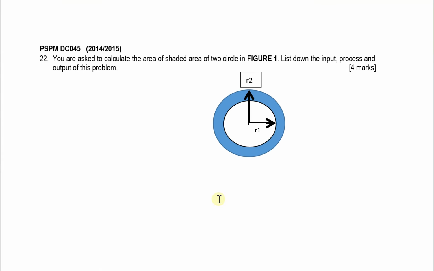Okay, next we move to question number 22. So you are asked to calculate the area of the shaded area of two circles in figure 1. So this one is figure 1. So list down the input, process and output of this problem. So what is the control structure for this one?